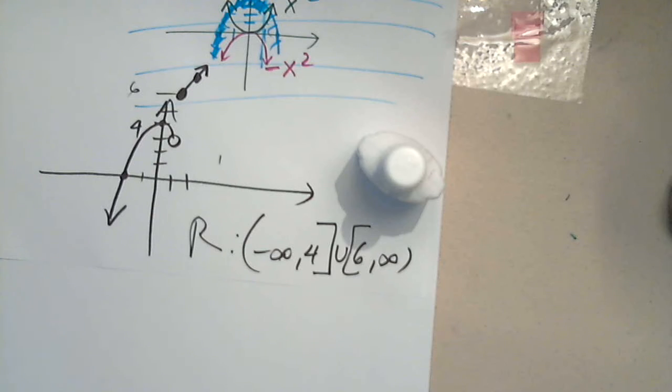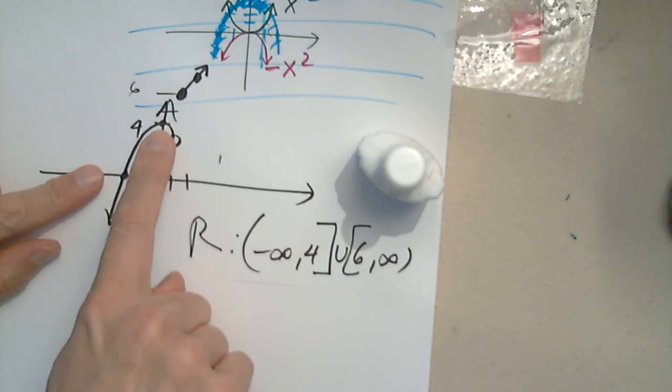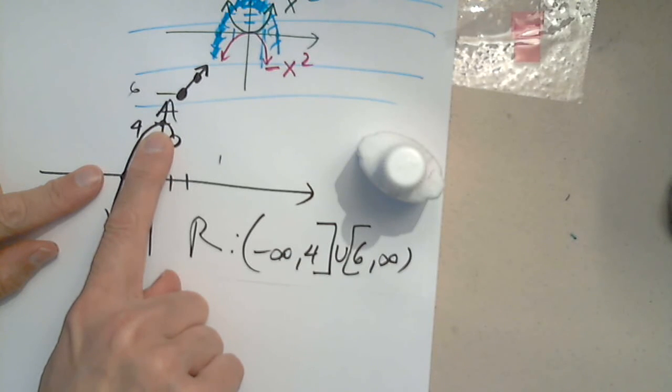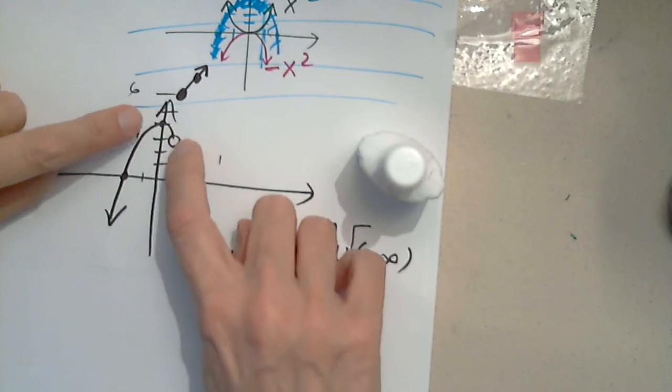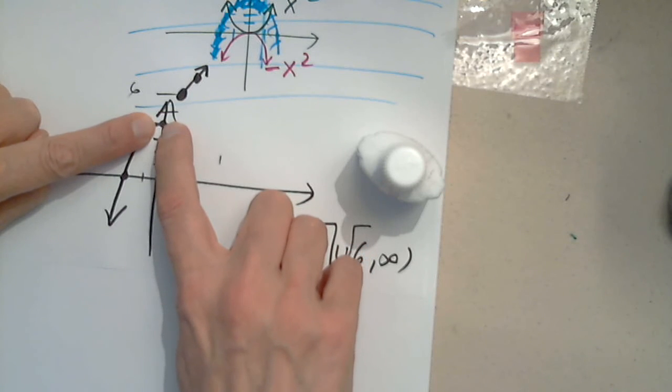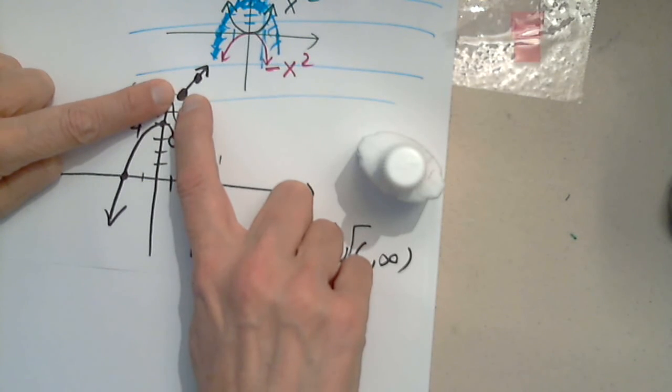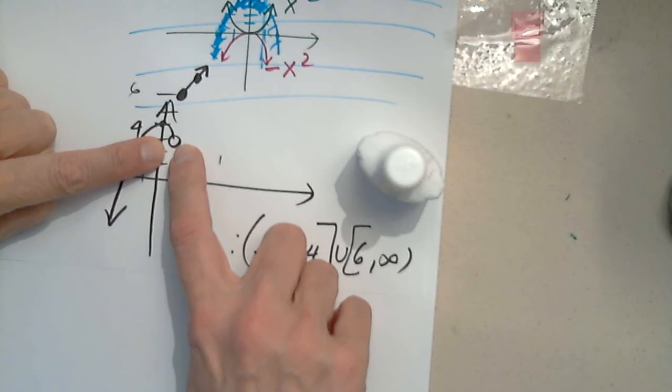And why do we put a bracket next to 4 and 6 in the union? Because this point exists. It's not an open point. Oh, okay. And this one is not an open point. Only this one is an open point.